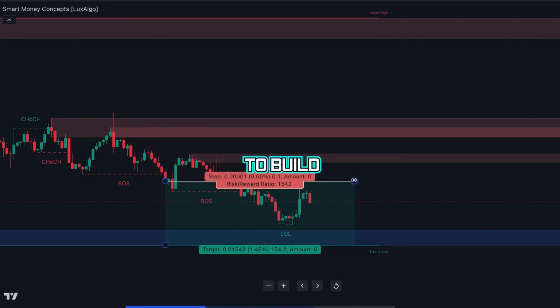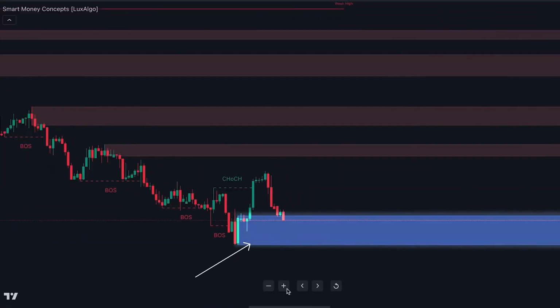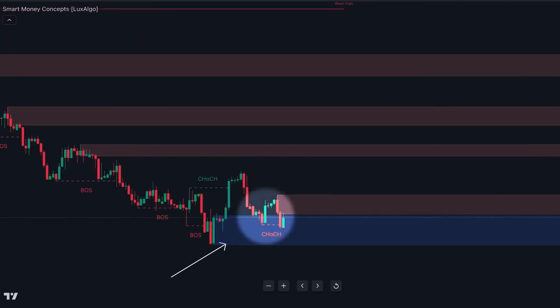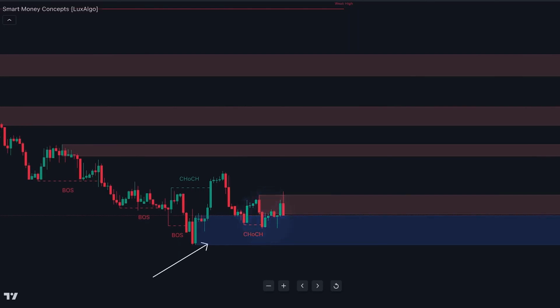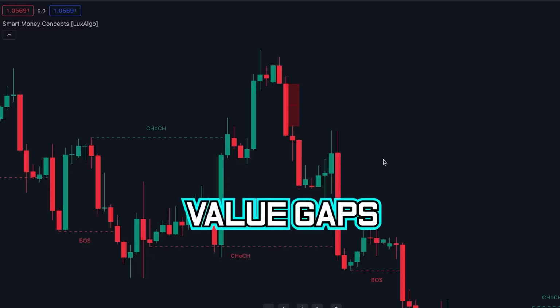You can also use this to build confluence for an entry. Let's say price is at an order block, but you're not certain if price will reject, but you happen to notice that price is bouncing from that level. If an equal high or low forms at that order block, it could give you confidence that price will reject from that level. Next, we will discuss fair value gaps.